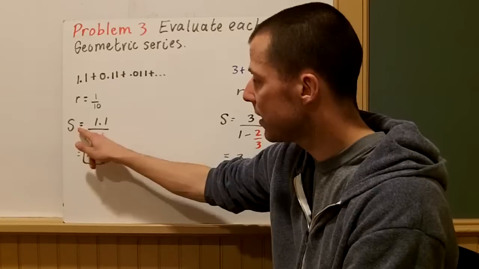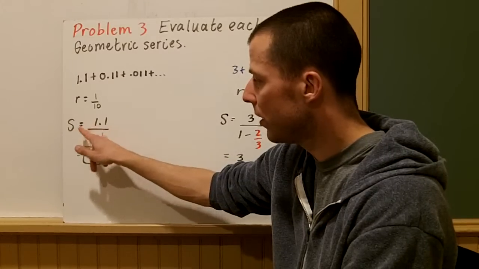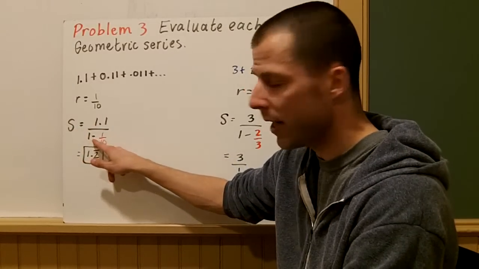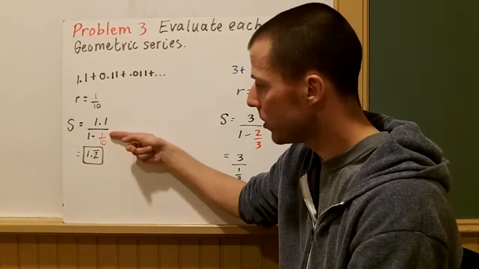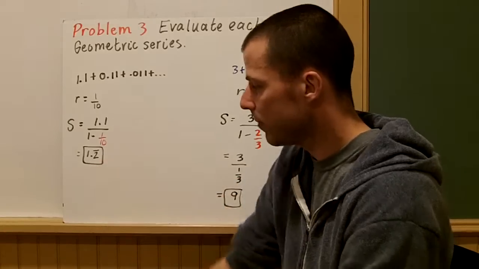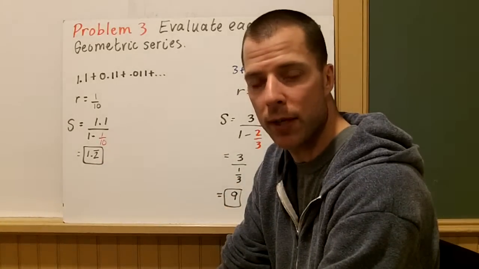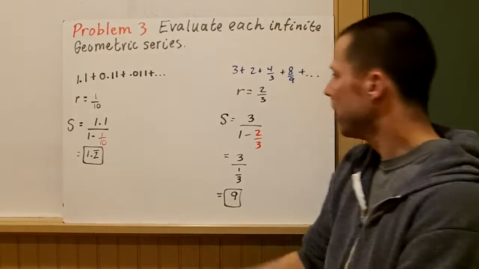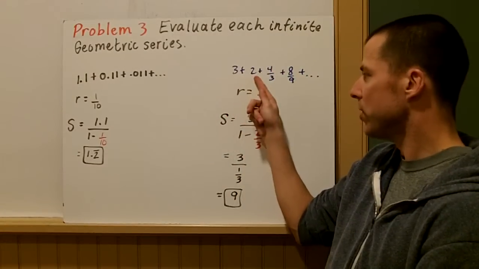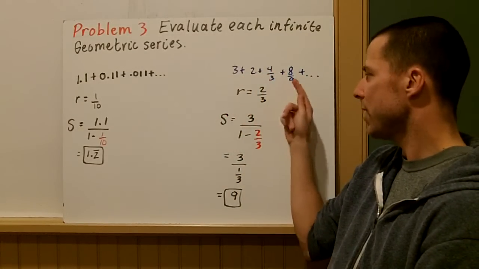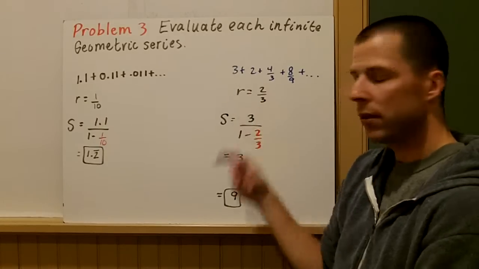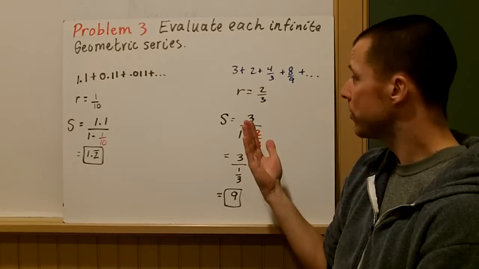So I'm going to use S equals first term 1.1 over 1 minus your R value, which is 1/10. When we simplify, you get 1.2 repeating. Second series, 3 plus 2 plus 4/3 plus 8/9. Well, R, again, in this case, is equal to 2/3.